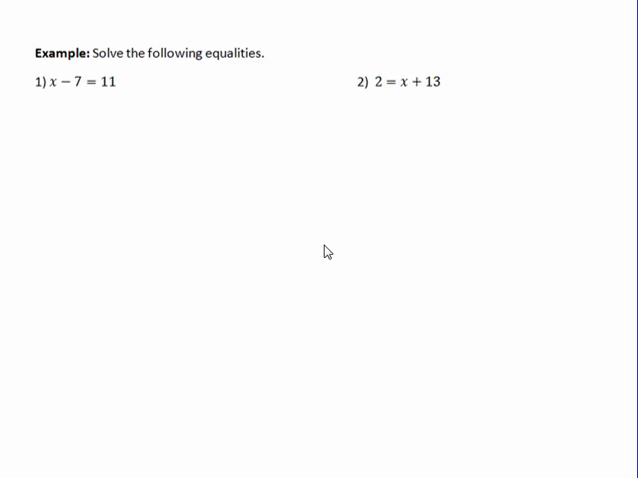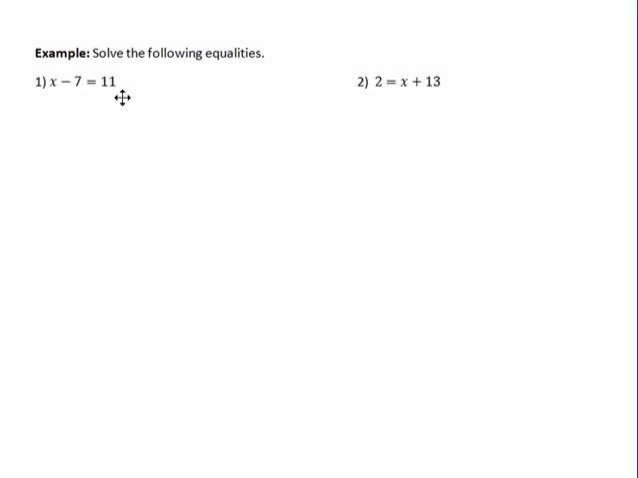We're looking at the 3.2 guided notes. We're going to try and solve some inequalities with addition and subtraction. But before we do that, I want to take a step back. This is stuff that we've already done and we should be comfortable doing. I want to take a look at the first two examples here, just these equalities.